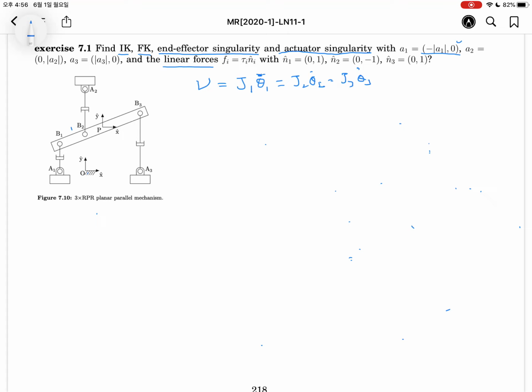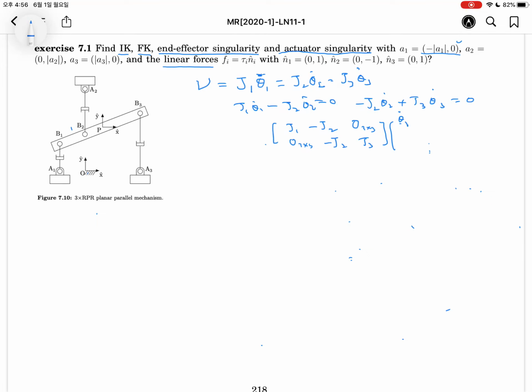By using the subtraction, J1 theta 1 dot minus J2 theta 2 dot must be 0. One more, minus J2 theta 2 dot plus J3 theta 3 dot is 0. By collecting these two equations, we can make another Jacobian, such as J1, minus J2, 0, 3 times 3, 0, 3 times 3, and minus J2, plus J3.